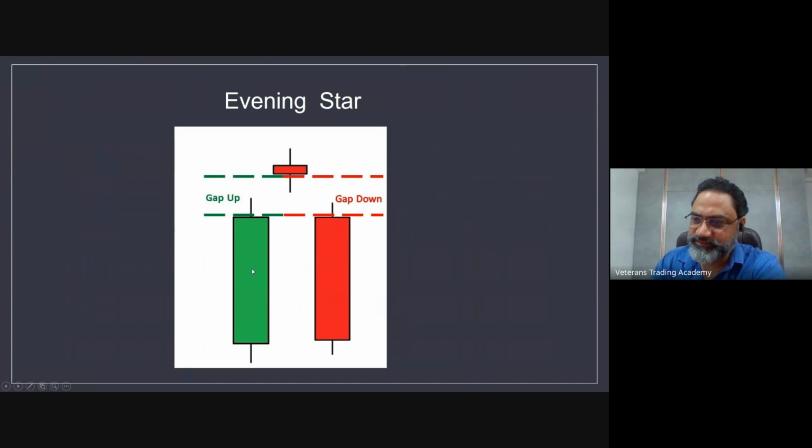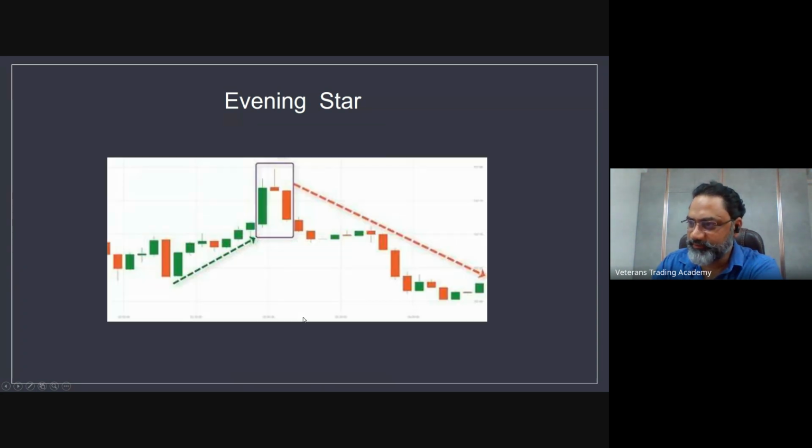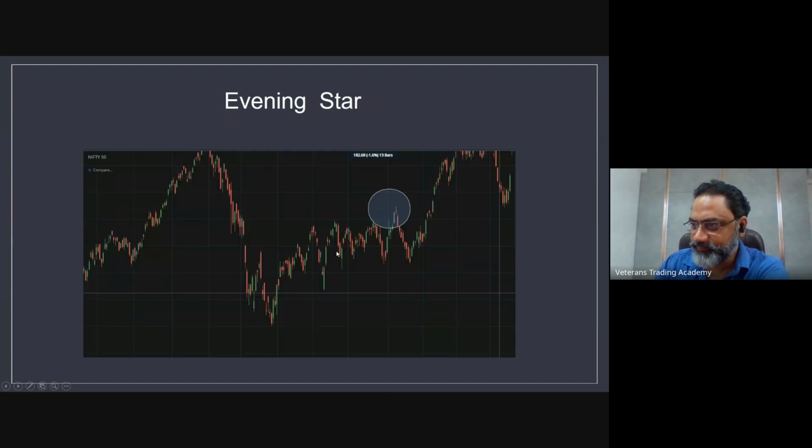Opposite of this is the evening star, where the market is in an uptrend and now there's a gap up opening. After the gap up opening, the market makes a small doji or a hammer sort of formation, and thereafter the next day is a gap down and the market closes down substantially. So this is also a reversal pattern, and chances are that the market will have a downtrend after that.